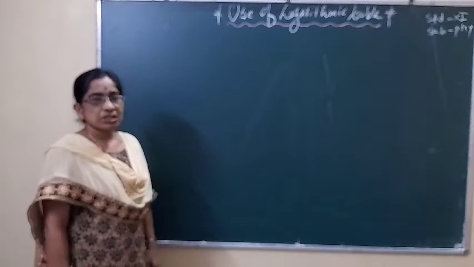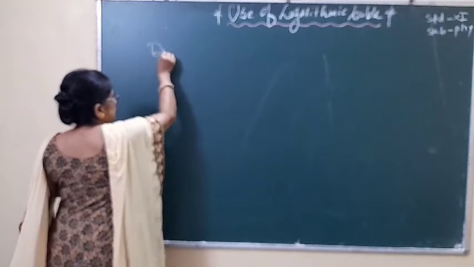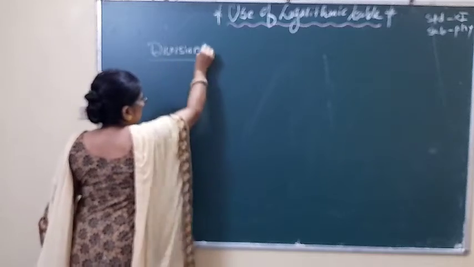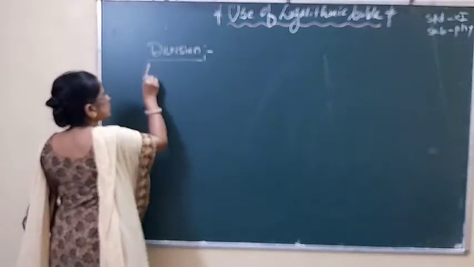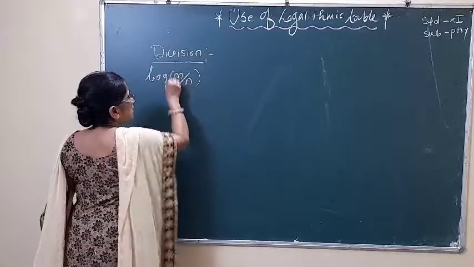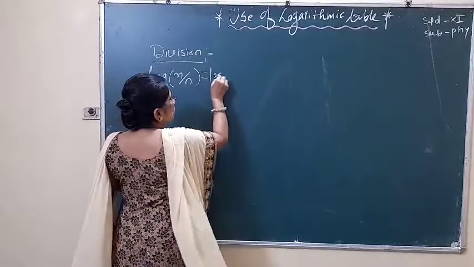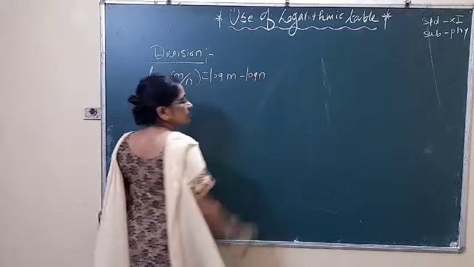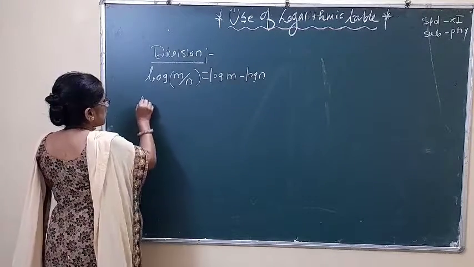Today we have to see division. What is log? Log of m divided by n, where m and n are numbers, is equal to log of m minus log of n. Example.